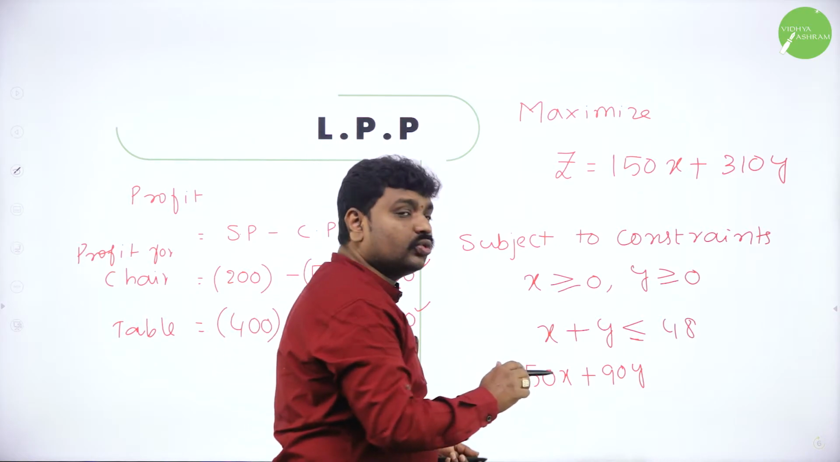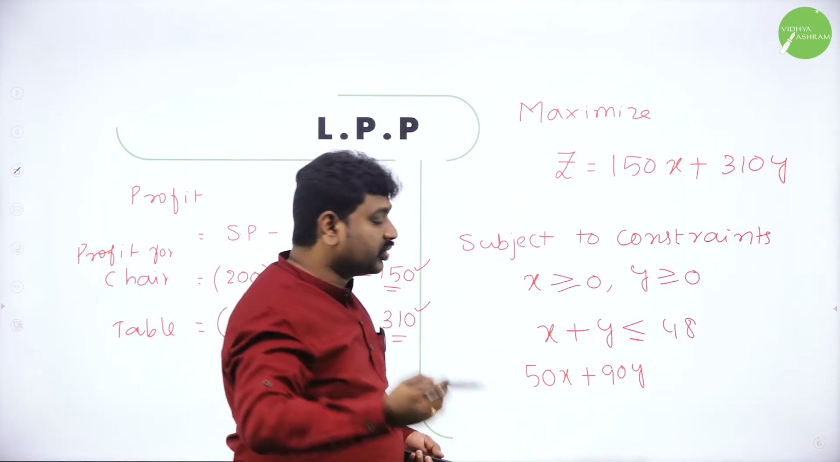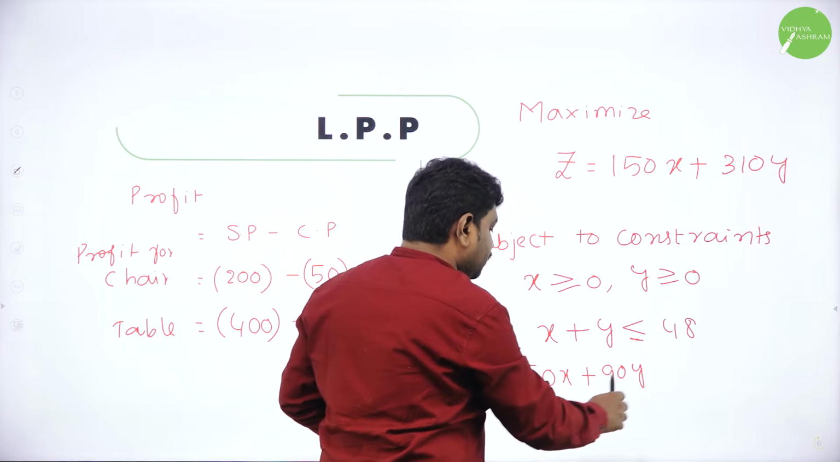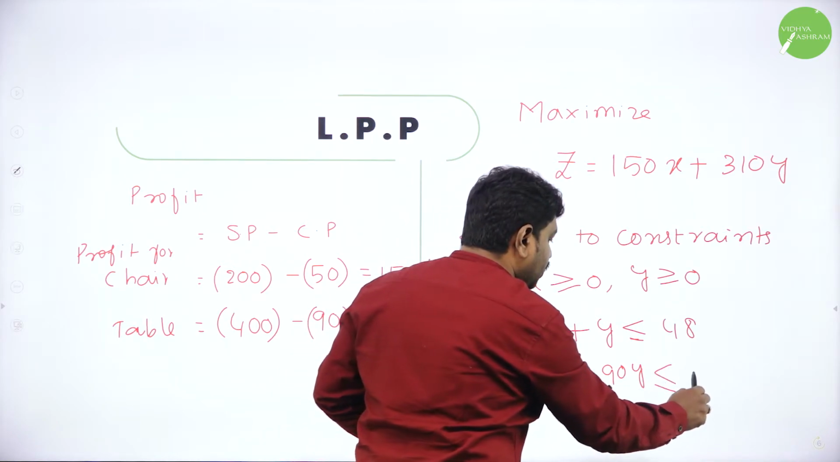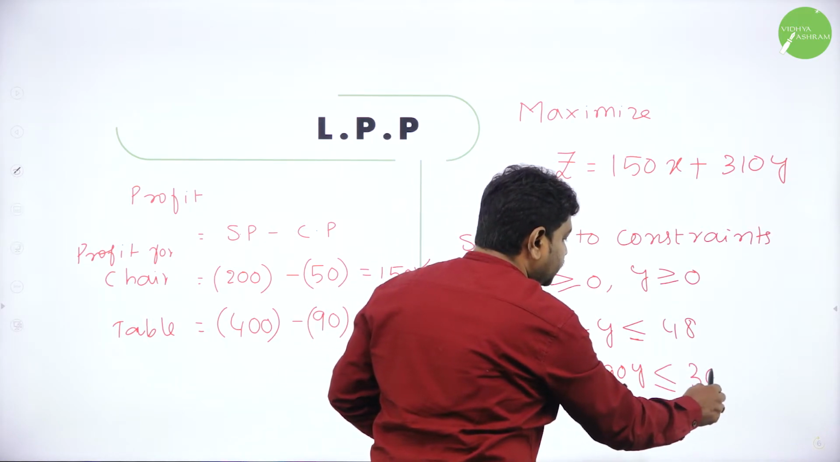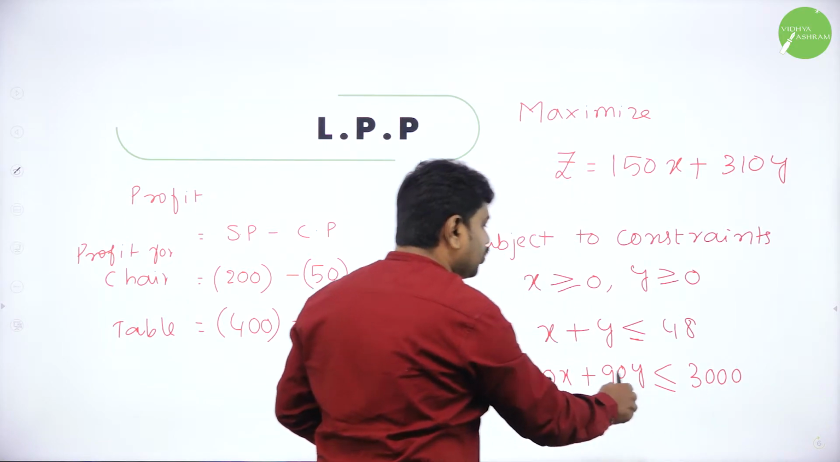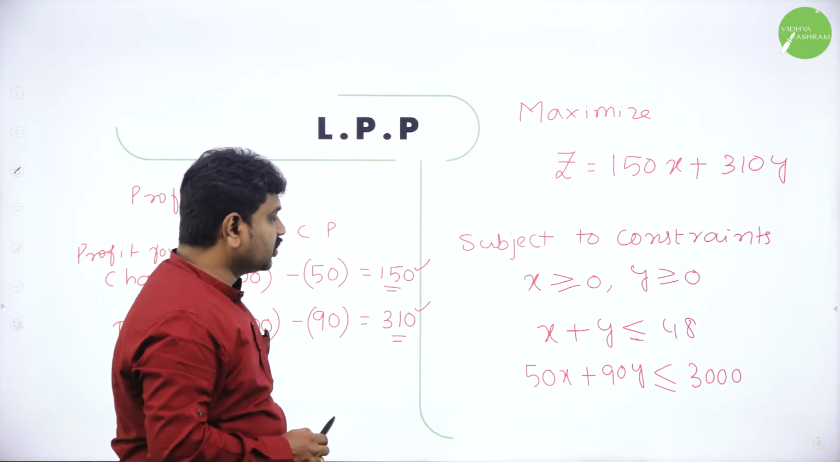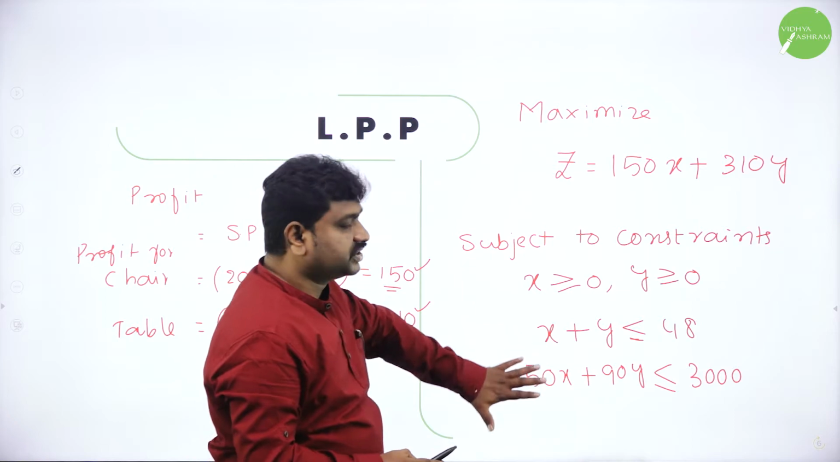So you have money only 3000. You cannot spend more than that. So 50x plus 90y should be less than or equal to 3000, because you don't have more than 3000. What is the conclusion? So these are the conditions.